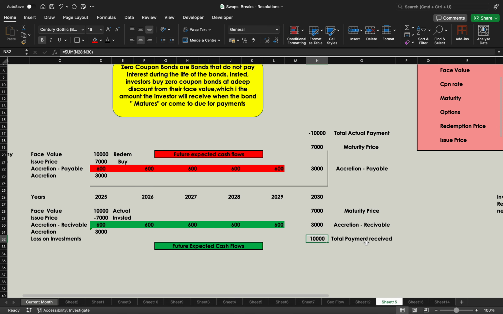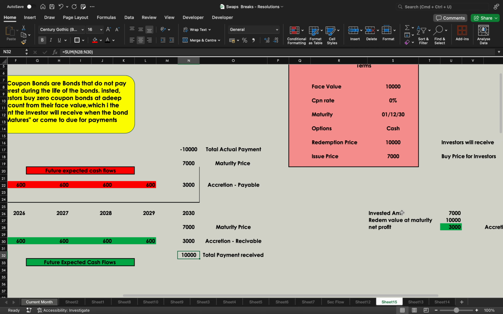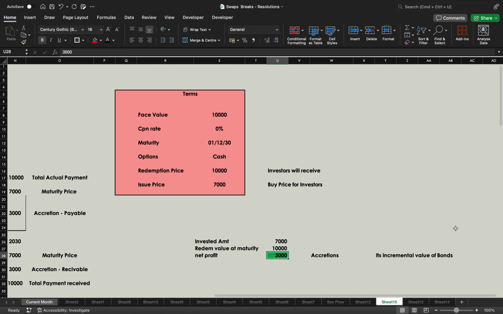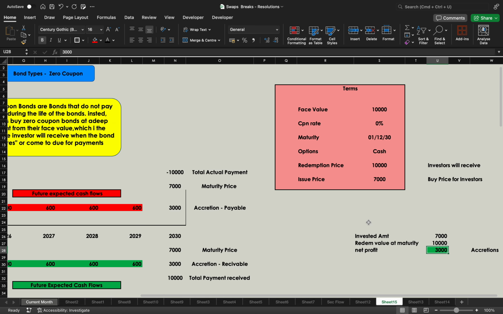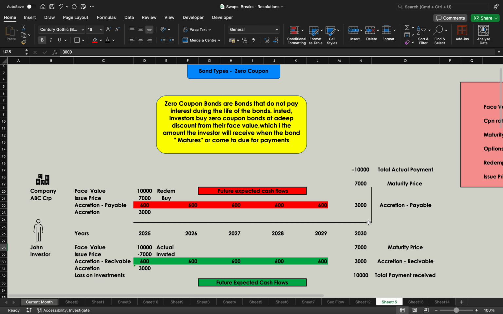All right. Now, what is the gain of the investor actually? The investor invested 7000, and the value received at redemption is 10000, so the net profit is 3000. This 3000 will be treated as an accretion. Accretion is nothing but an incremental value of the bond investment. This is how your accretion flow looks.